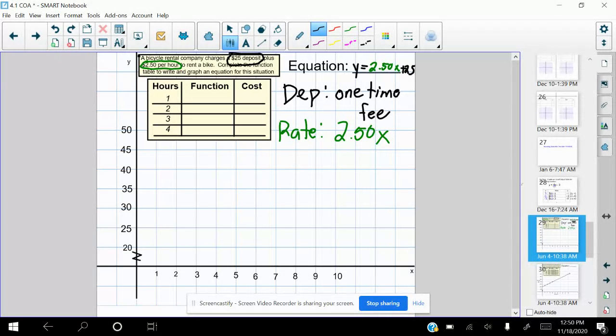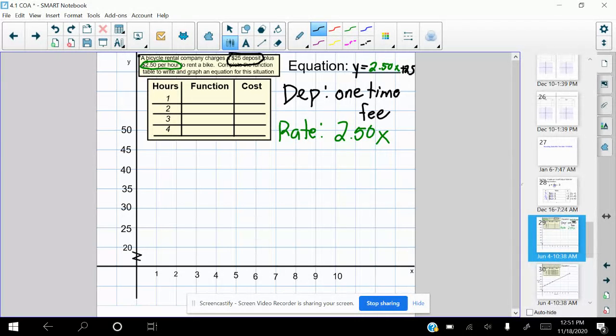So now that we have our function, $2.50 x plus 25, I'm going to ask that you take this time now to complete the table below of hours, function, and cost, about how much it costs for each given hour. So all we're going to do is replace x with the number of hours in each time, as we have been doing with these input-output tables. And I'm going to ask that you try to create a graph with it. If you have graph paper, awesome. If not, just try to make a quick sketch of it, and please resume when you're ready to check your answers.